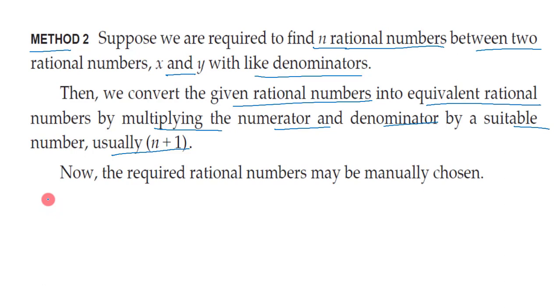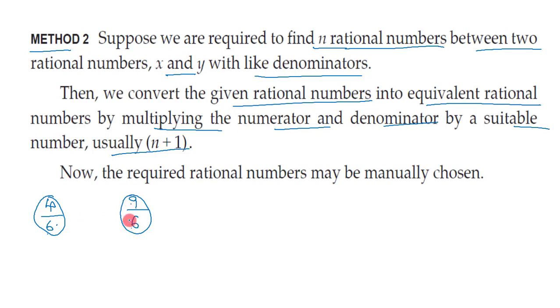If I take 4 by 6 and 9 by 6, these two are rational numbers, and they ask us to write three rational numbers which lie between these two. We can consider these as 4 by 6 and 9 by 6, or just as numbers.